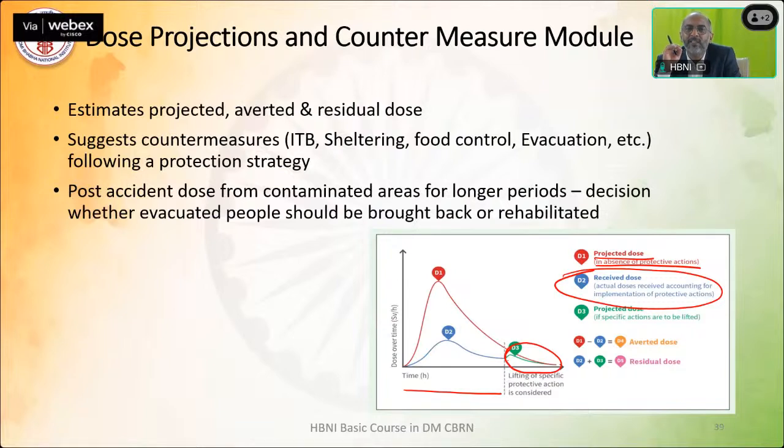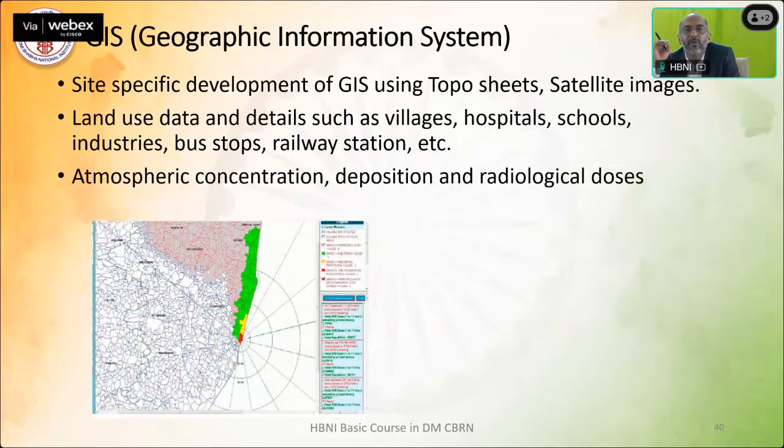One I said source term. The second I said weather predictions and dispersions, and the third is the dose projections under the countermeasure module. So these are the modules that I need. And another most important module is the geographical information system module, which gives me the villages' details.